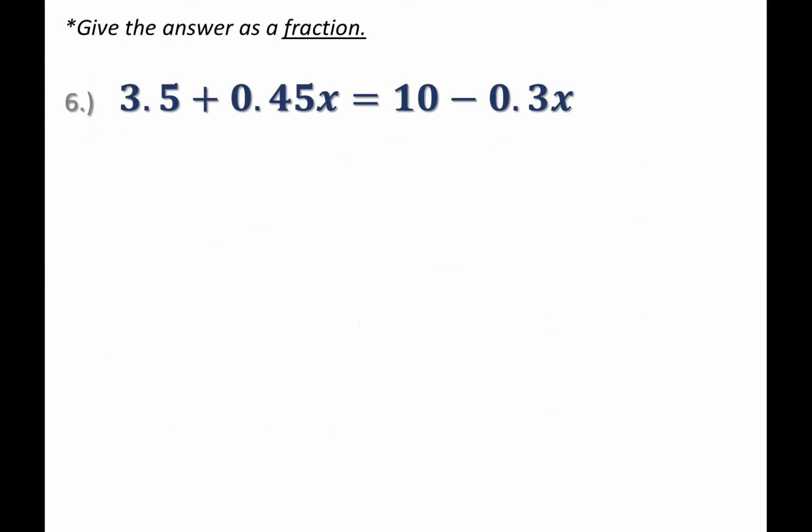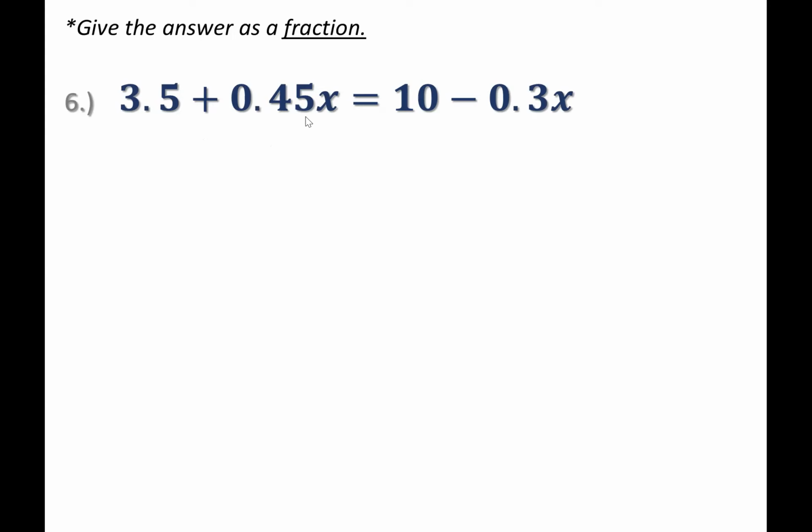All right, so 3.5 plus 0.45x equals 10 minus 0.3x. All right, so what we can do is we can clear the decimals if we want to. What we would do then is multiply everything by, let's see, if I multiply by 10, see the second decimal, the 0.45, that has 2 numbers past the decimal point.